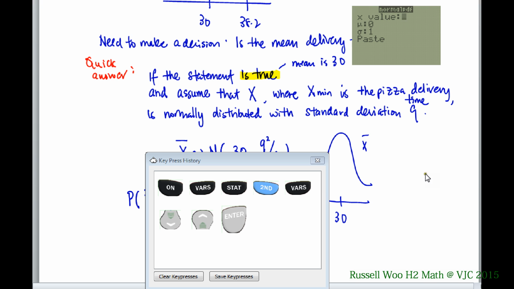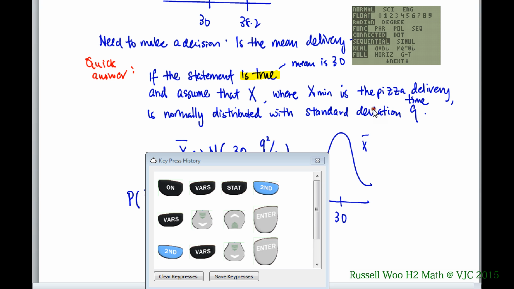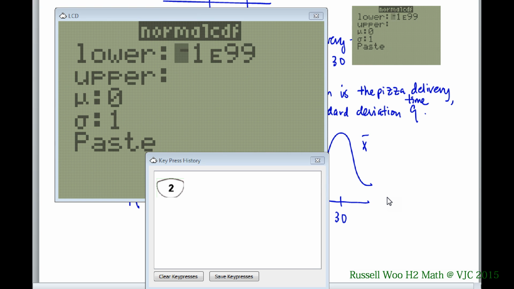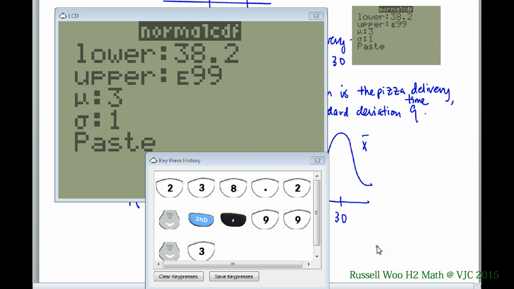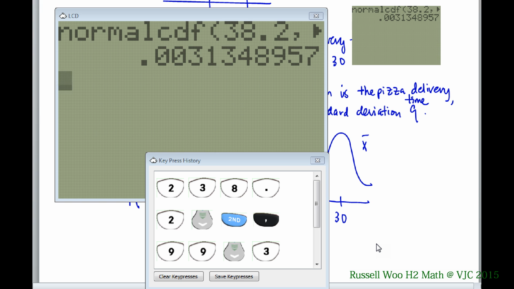Normal CDF. Then we say lower bound is 38.2. Correct? Then upper bound is E99. The mean is 30. Correct? And the standard deviation is the square root of 9 over 9, which is 3. Correct? Standard deviation 3. Then we get this probability, 0.00313. Okay, let's round to 3 SF, we get 0.00313.